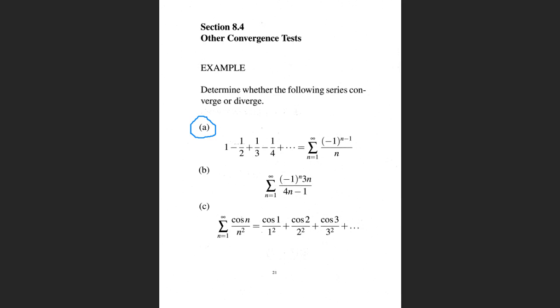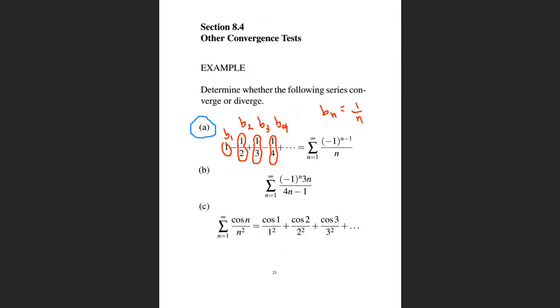So 1 is B sub 1. A half is B sub 2. A third is B sub 3. A fourth is B sub 4. Okay, and it's clear that B sub n is 1 over n.